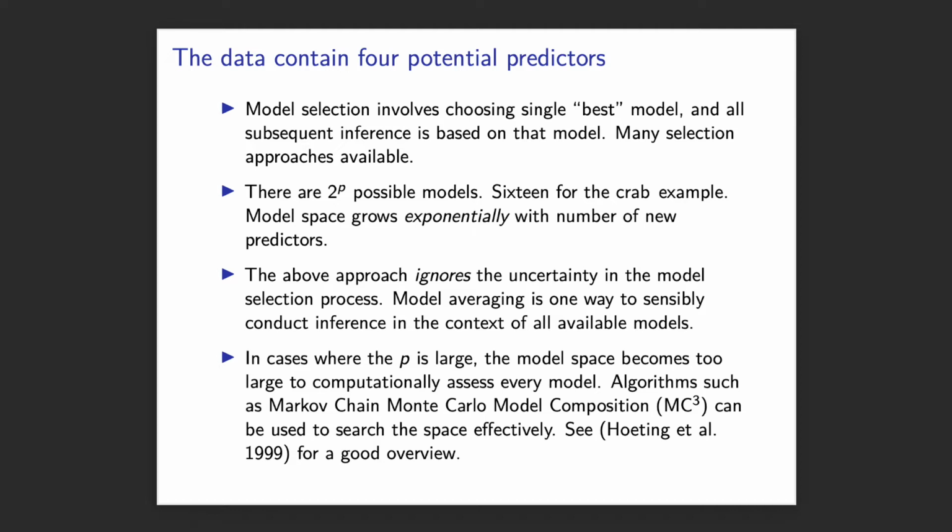Reference 1999 is a tutorial on Bayesian model averaging, where they describe some of those algorithms in terms that are very easy to grasp. So that's a good starting point if you're interested in these ideas, but your P is very big and you're not going to really visit every single model. That would be a good paper to look at.